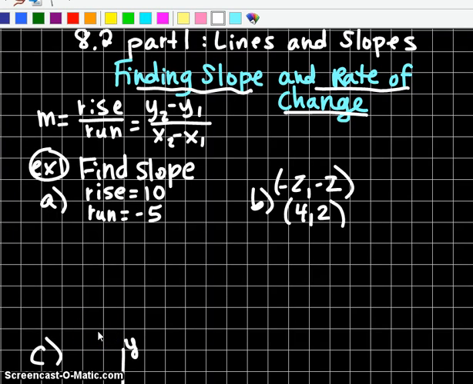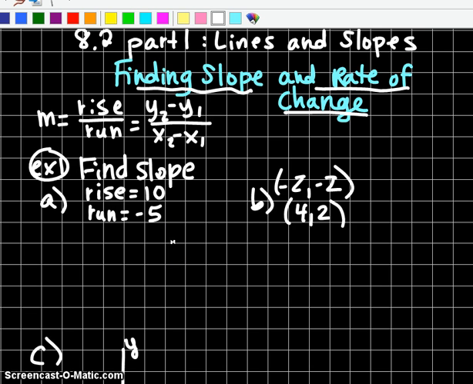All right, we're going to talk about using those formulas we discussed in the first video. We're going to talk specifically about finding slope and rate of change. Remember, you can pause this video at any point to write down examples if you want to. Here's the formulas we talked about in the first video. We're going to find slope in three different ways.